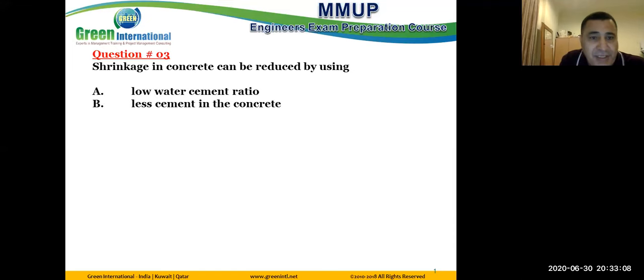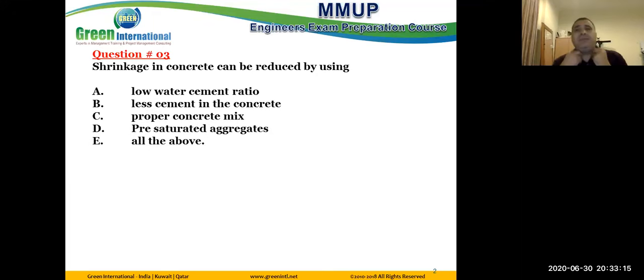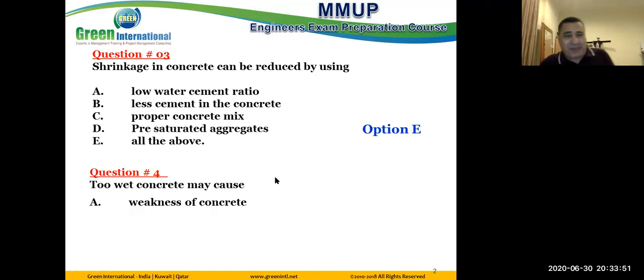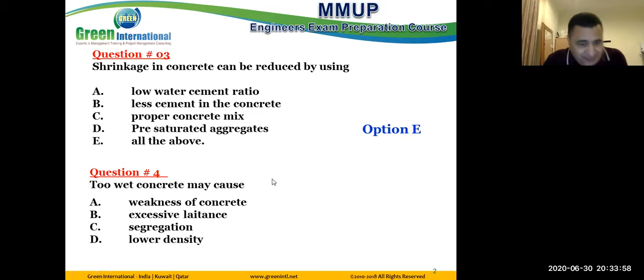Number three, shrinkage in concrete can be reduced by using. Write down the answer. You are very fast, all of you. The answer is E, all above. Okay, don't count on all above, huh? Sometimes this is wrong. Guys, be careful. Okay, number four. The wet concrete may cause weakness, excessive segregation.